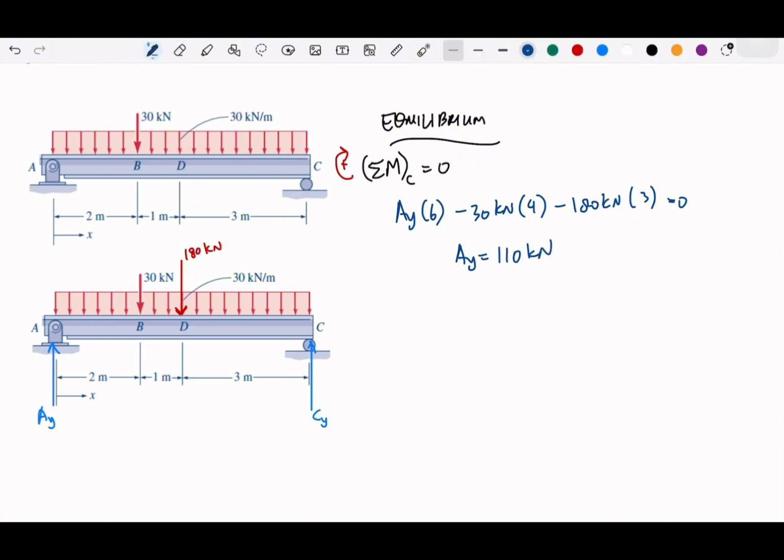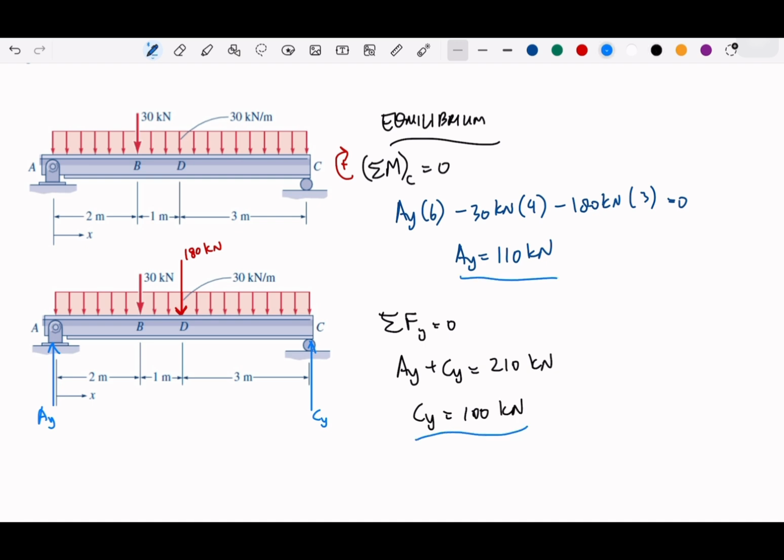kilonewton. You can use the other moment to get Cy, or you can write sigma Fy equals 0. So Ay plus Cy is equal to 180 plus 30. And Ay is 110, so Cy will be 100 kilonewton. So we have now all the reaction forces.